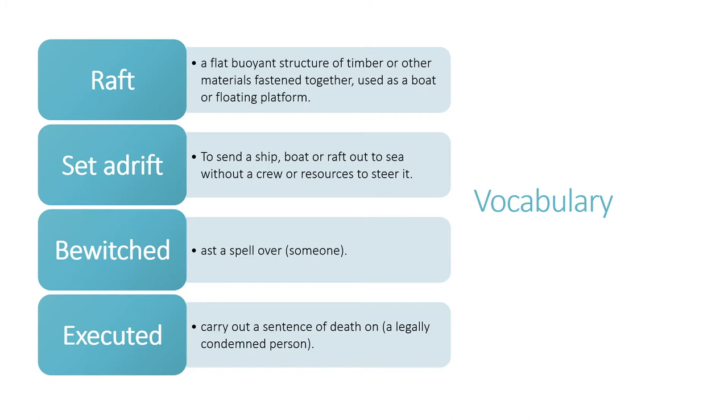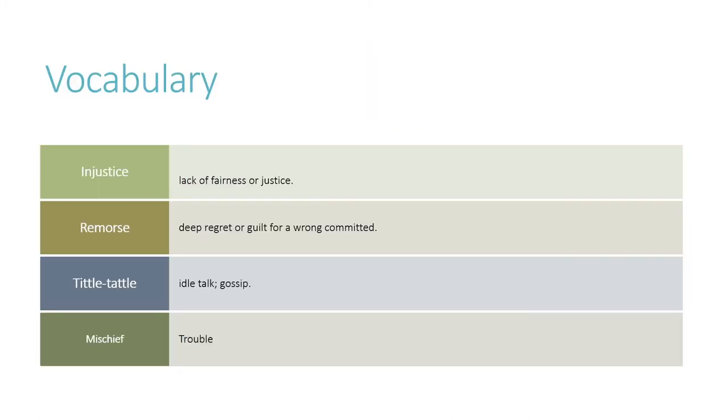And then the next word I want us to know is injustice. Injustice, according to the dictionary, means lack of fairness or justice. That means, for example, you and your siblings were eating ice cream, and your sibling got two ice creams and you got only one, and you think it's unfair. So that means you feel like injustice has been done to you.